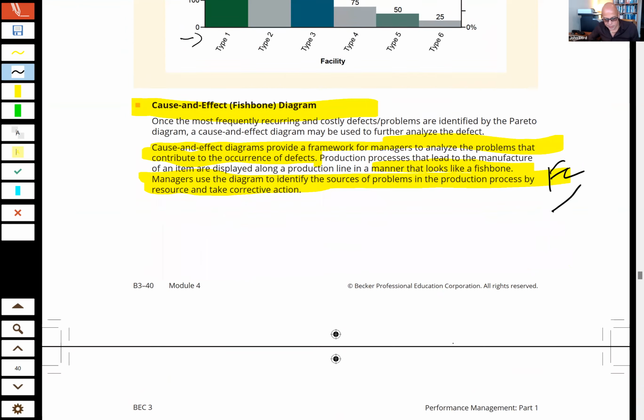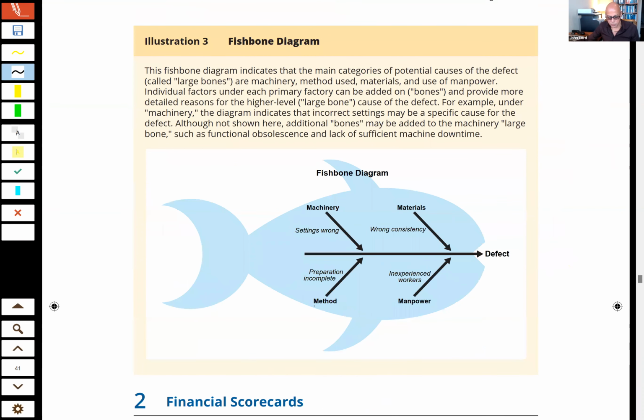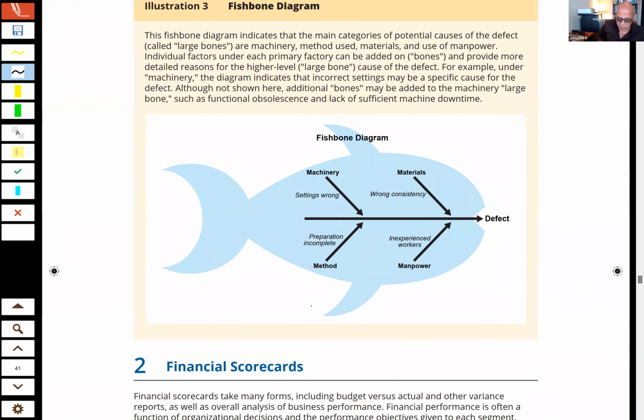But you look at this and it's pretty apparent why they call it a fishbone, in that we go ahead and look at the different things that will lead to problems, and then we can start to address these factors that would lead to defects accordingly.